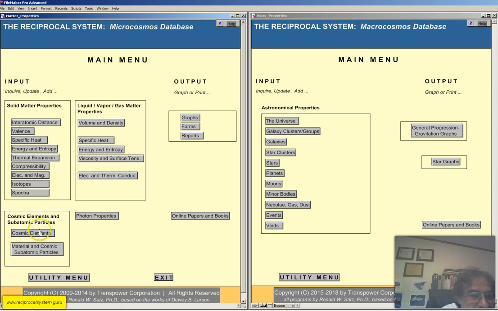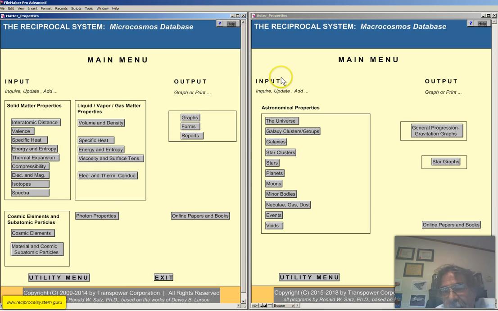So the Microcosmos database, I've already covered solid matter properties, including atomic distance, valence, specific heat, energy and entropy, thermal expansion, compressibility, electrical and magnetic properties, isotopes, and atomic spectra. I've also covered in previous screencasts liquid, vapor, gas, matter properties, volume and density, specific heat, energy and entropy, viscosity and surface tension, and electrical and thermal conductivity. I've also covered cosmic elements and subatomic particles, and today we covered photon properties. So next week we'll take a look at the graphs.